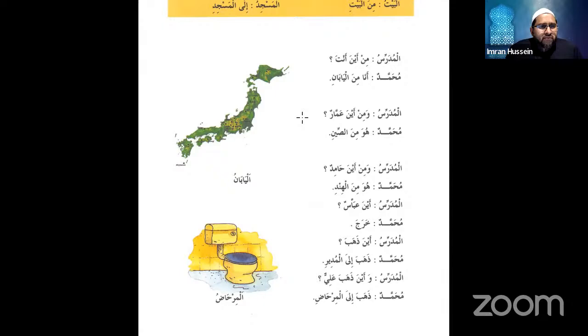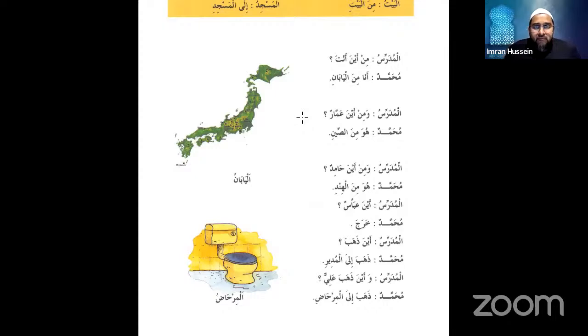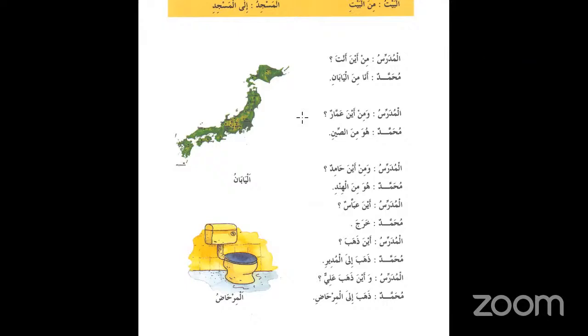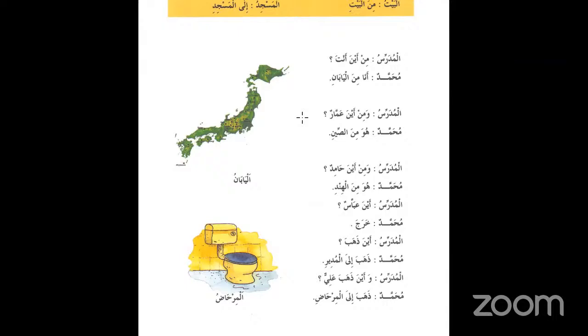Sister Praveen Nakvi, are you there? Yes, Assalamu alaikum. Wa alaikum salam. I want you to become Muhammad. I'm going to become the teacher, okay? Al-mudarrisu: Min aina anta? Where are you from, Muhammad? Ana min al-Yabani. I'm from Japan. That's correct. I'm from Japan, yes.